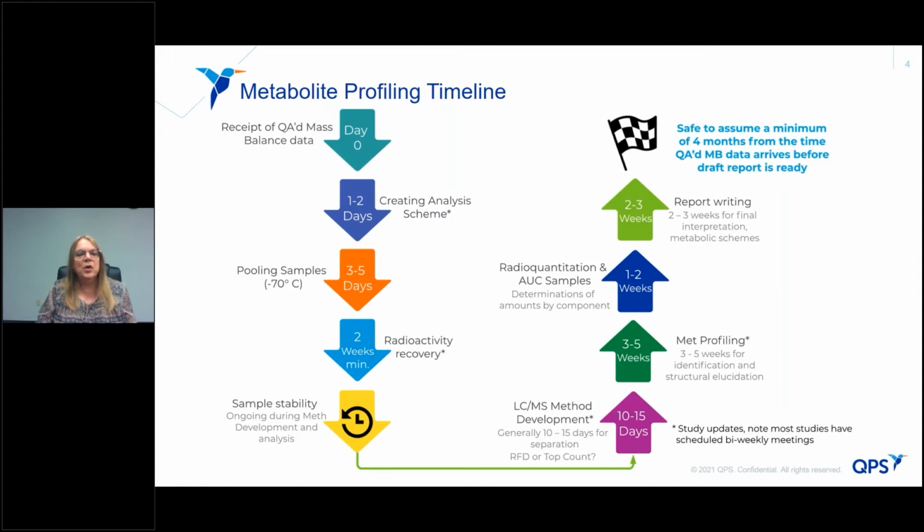We also, as we're going, look at sample stability, and we do method development with an LCMS and with radio detector. Then we do metabolite profiling. That's really the long part of the study. Then we do radio-quantitation. After the profiling is complete, we do the radio-quantitation, and then we write the report. And the reports are long and complicated, so those take a couple of weeks. So it's really safe to assume a minimum of 4 months from the time that we get the mass balance data before your draft report is ready.